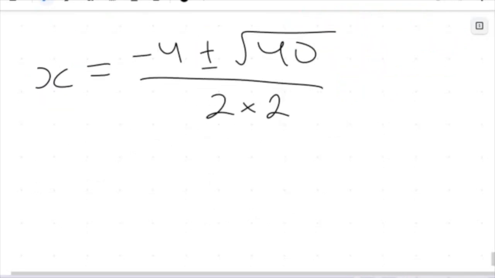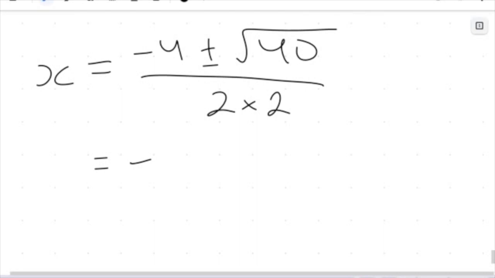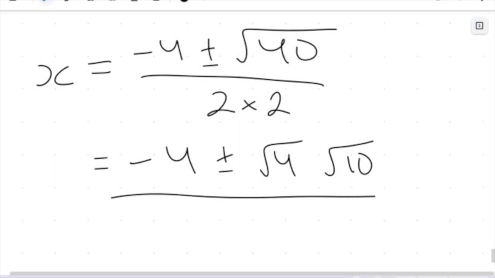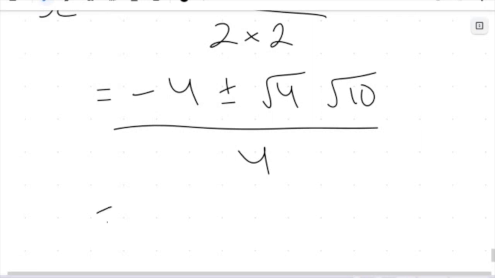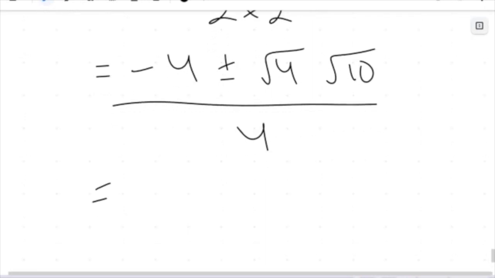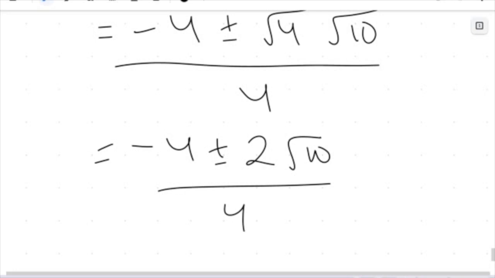Okay, so I get minus 4 plus or minus. Now, the square root of 40, I can break this up into root 4 times root 10, because remember, with surds, we can simplify these by pulling out the square root of a perfect square. And 2 times 2 gives me 4. And that gives me here negative 4 plus or minus the square root of 4, which is 2 root 10, over 4.